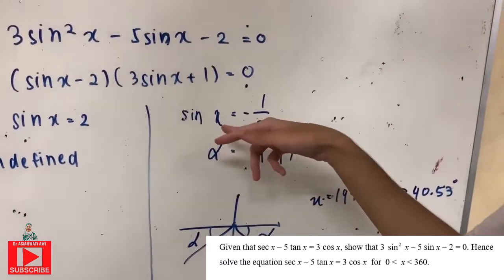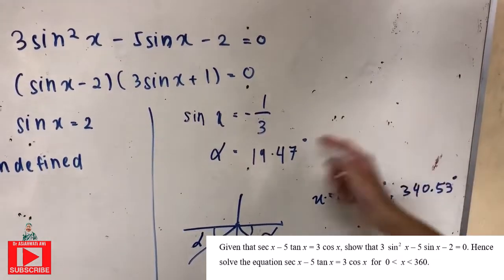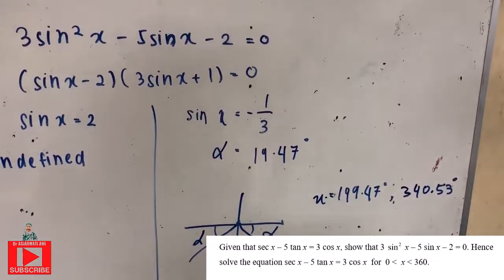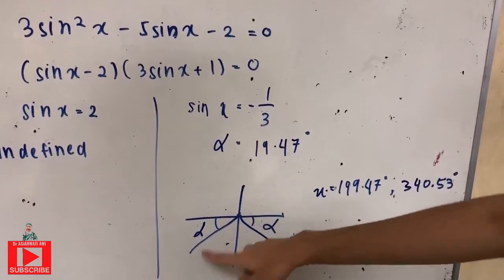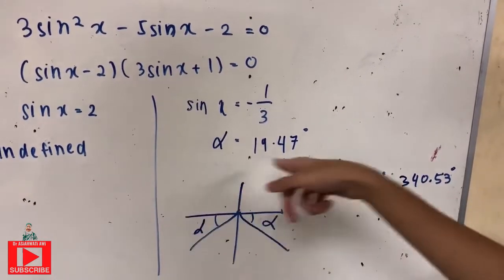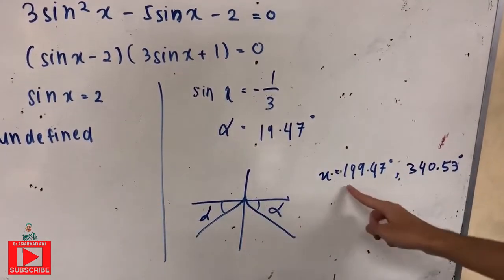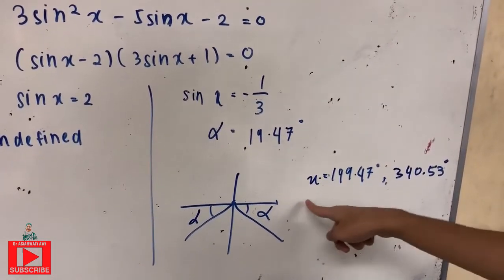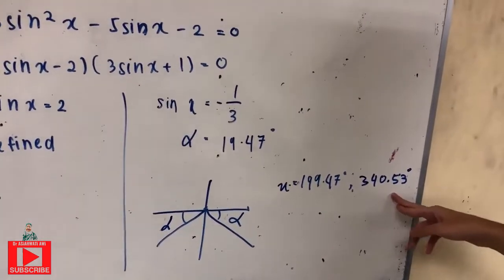So for this one we take, we find its base angle, shift sin of 1 over 3, so we get the base angle 19.47 degrees. And then because sin is negative, it lies in the third and fourth quadrants. So to find the third quadrant, we do 180 plus the basic angle, so we get 199.47. For the fourth quadrant, 360 minus the basic angle, so we get 340.53 degrees.